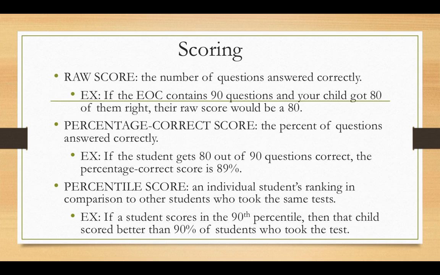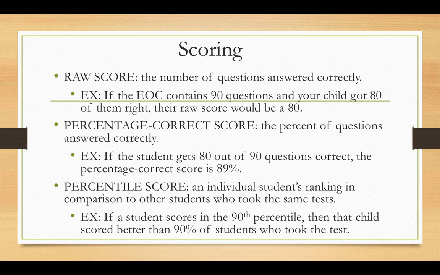And then going along with that, percentile score is an individual student's ranking in comparison to other students who took the same test. Now, sometimes it's kind of easy to get percentage correct score and percentile score mixed up. What I like to use to remember the difference is that percentage correct is two words. So that means that you would have one number over the other number, meaning the number correct over the number of total questions. Whereas with percentile, it is usually just a percent.